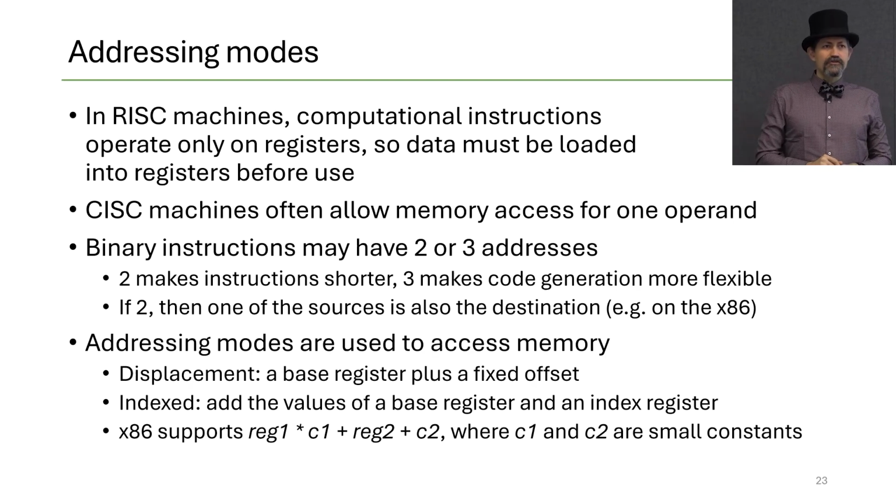The x86 supports a somewhat more complicated mode. It allows us to take one register times some small constant C1 plus some other register plus some constant C2. So this might be useful if register 2 is our frame pointer, and then C2 is the address of an array, and then we're indexing into that array with register 1, but the array is holding words, not bytes. And so we can access location 3 if register 1 has 3, if C1 is the word size, perhaps 4 bytes.